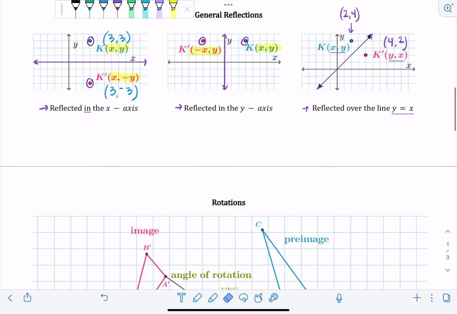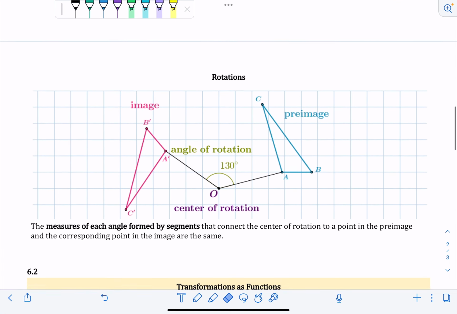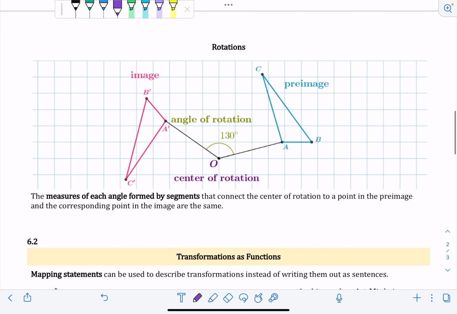Okay, moving down to rotations. So the definition down here: the measure of each angle formed by segments that connect the center of rotation to a point in the pre-image and the post-image are the same. They have one pair of segments here, but the blue one is our pre-image, the red one is our image, and I'm just going to draw each corresponding connecting segment so we can see how the angle stays the same all the way through.